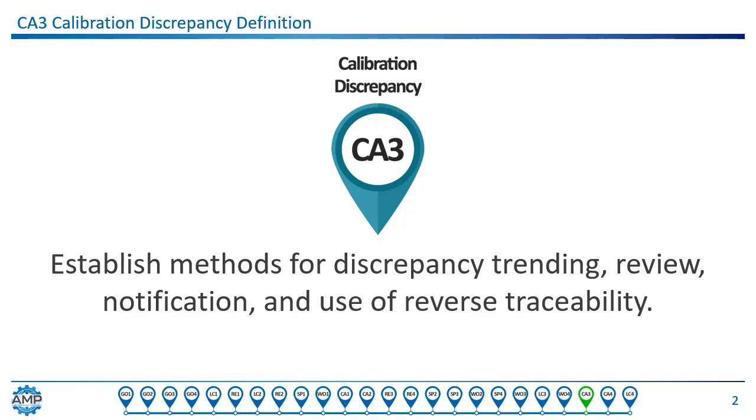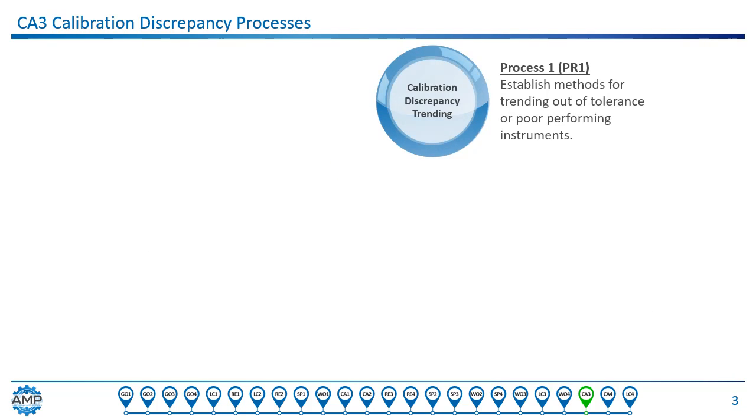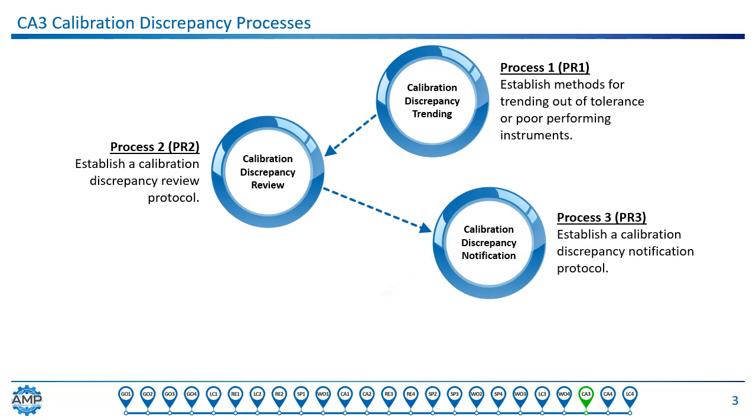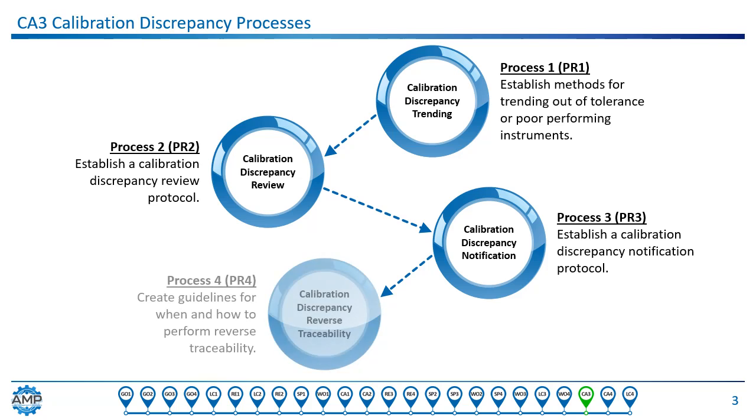Calibration discrepancy covers how discrepancies will be identified, reviewed, communicated, and contained. Guess what? There are 4 processes associated with calibration discrepancy. First, there's calibration discrepancy trending, calibration discrepancy review, calibration discrepancy notification, and calibration discrepancy reverse traceability.